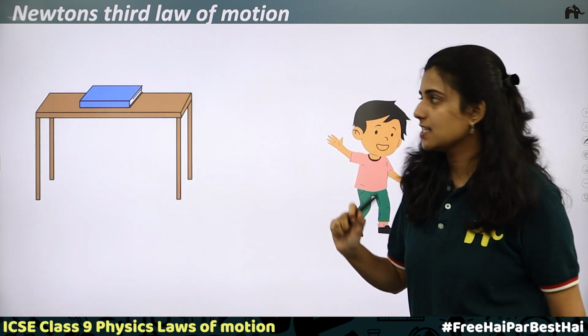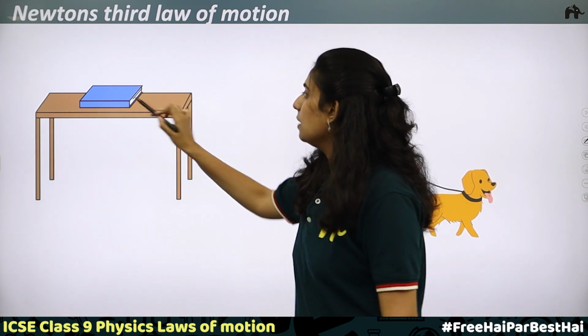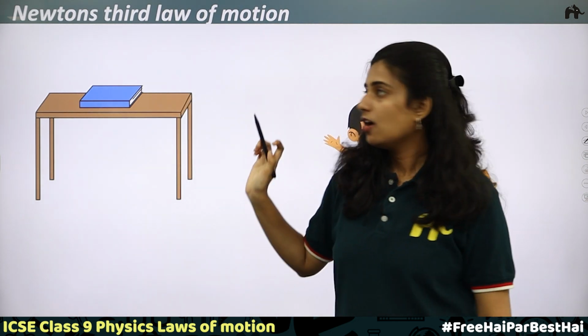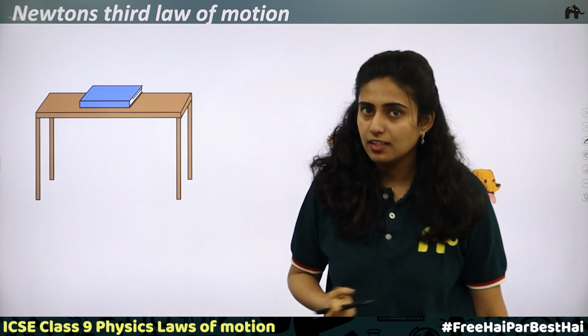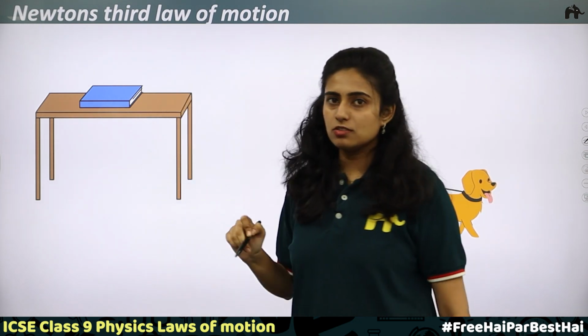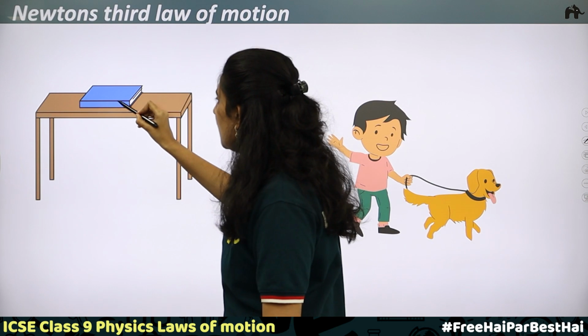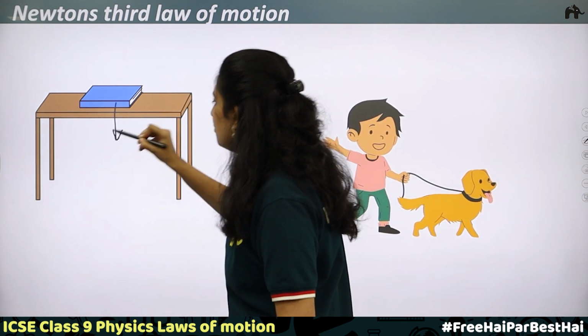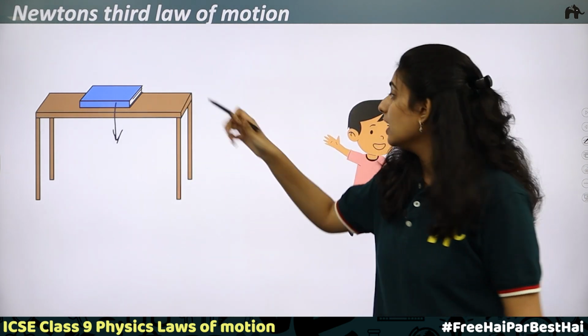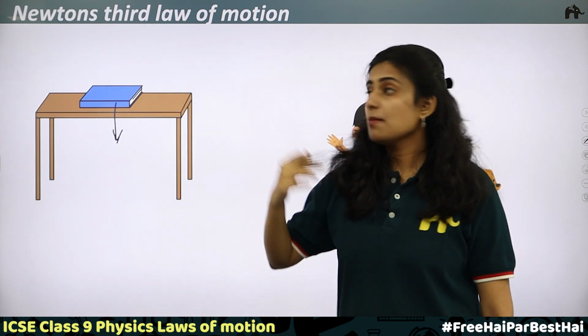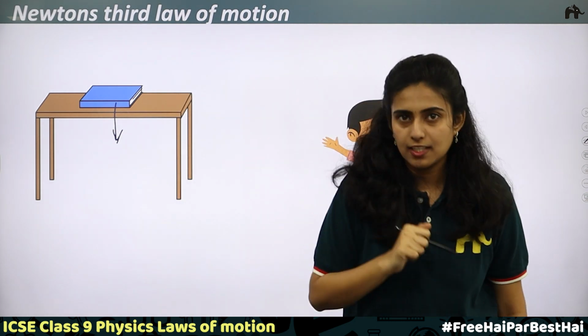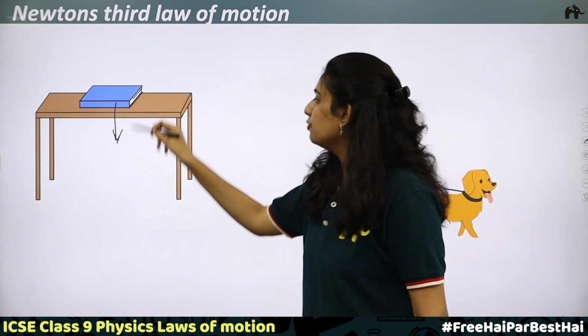Now, let us take an example. Here you can see a book lying on a table. We know gravity is acting downwards. Does the book fall down? No, right? So, what is the reason? Here in this case, the book is applying a force, that is the weight of the book, in the downward direction. Some other force is balancing it, otherwise it should fall down.